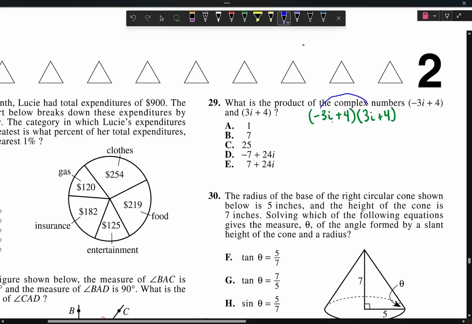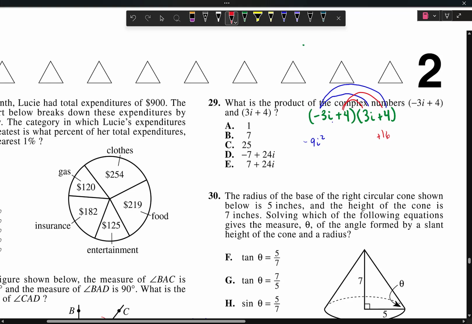So let's multiply these out. Negative 3i times positive 3i is negative 9i squared. Negative 3i times positive 4 is negative 12i. Choose a different color. Choose red. 4 times 3i is positive 12i, and 4 times 4 is 16. So we see quickly the negative 12i and the positive 12i, they're going to cancel each other out.